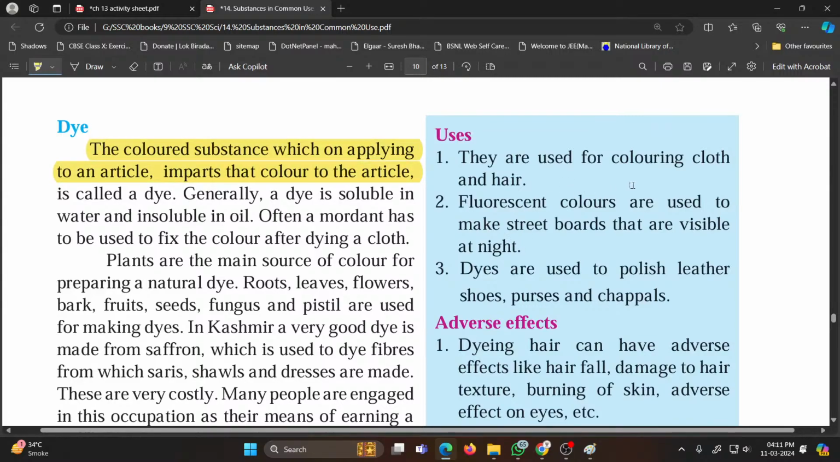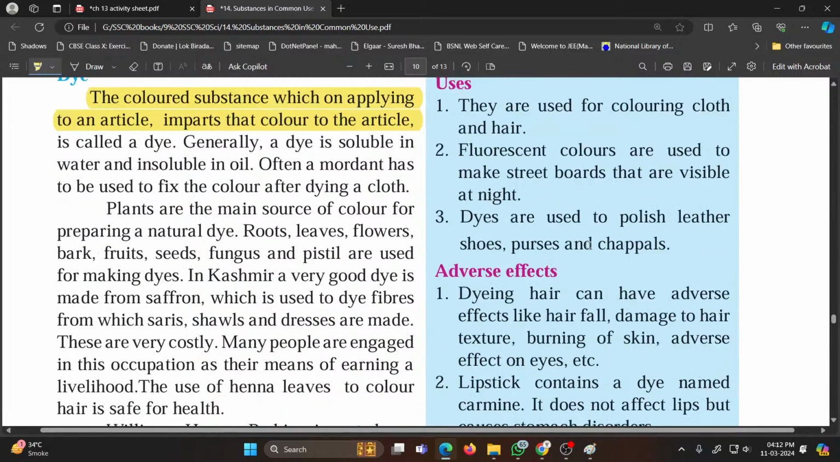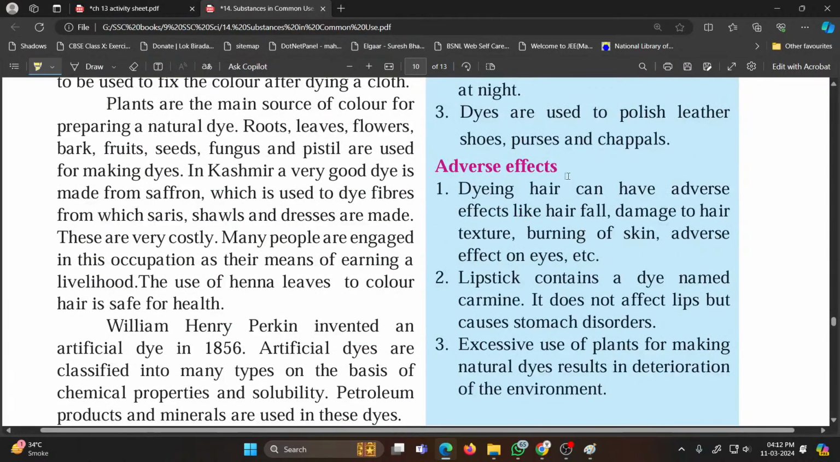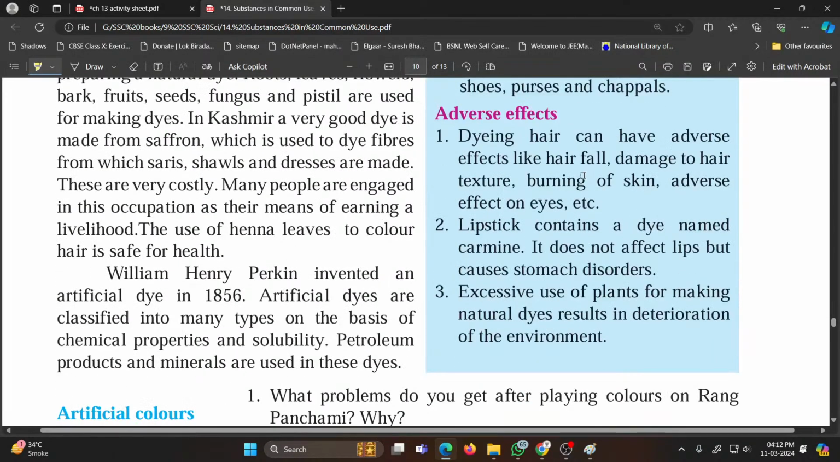Uses, they are used for coloring hair and clothes. Fluorescent colors are made street boards visible at night. Dyes are used to polish leather shoes, purses and chappal. Adverse effect, dyeing hair can have adverse effects like hair fall, then the damage to the hair texture, then burning of skin, adverse effect on eyes, etc.